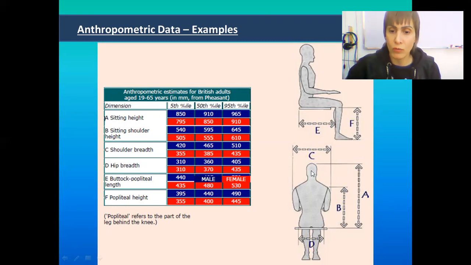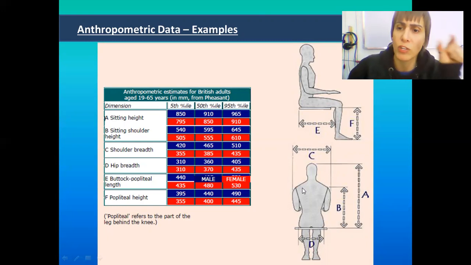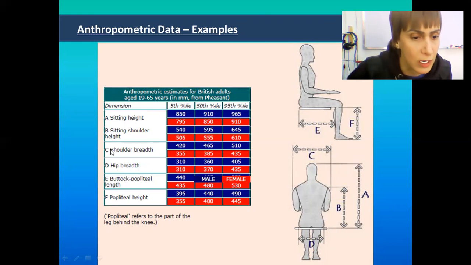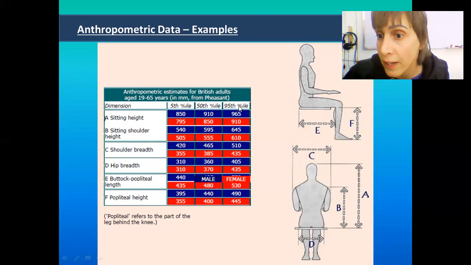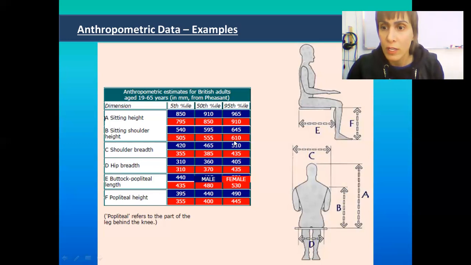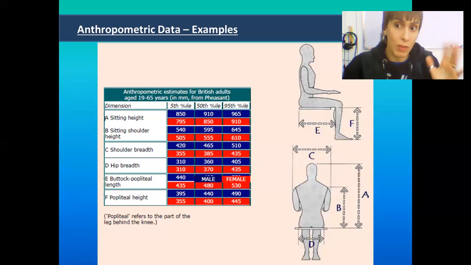So, and this goes for each body part. Like if you have the shoulder width, okay, from here to here. This is letter C. So here, letter C, again, we have the same. We have to decide, should I use the 5th, the 50th, or the 95th, and which of these two, or both, for this category, okay? Which is male and female.